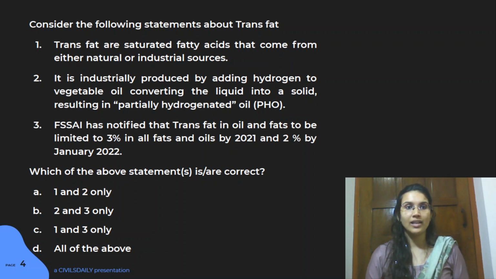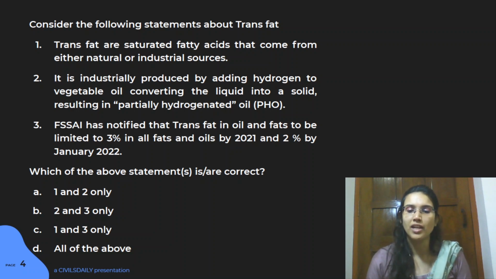Number one is that it is a saturated fatty acid that comes from either natural or industrial sources. Second is that it is industrially produced by adding hydrogen to vegetable oil, converting liquid into solid, resulting in partially hydrogenated oil. And third is that the Food Authority has placed certain limits of 3% by 2021 and 2% by 2022. So this particular topic was in the news because of the third point only.